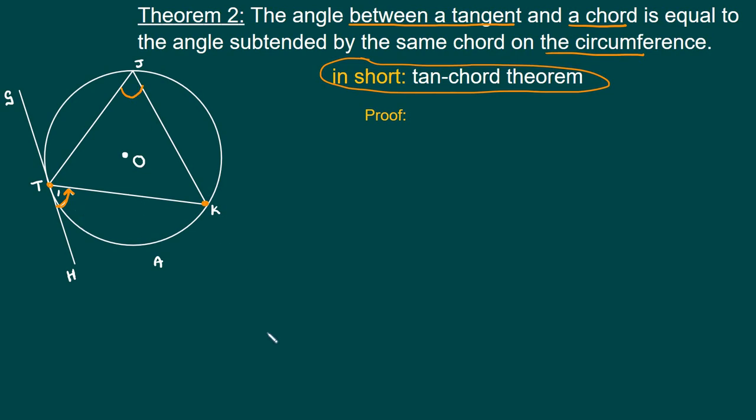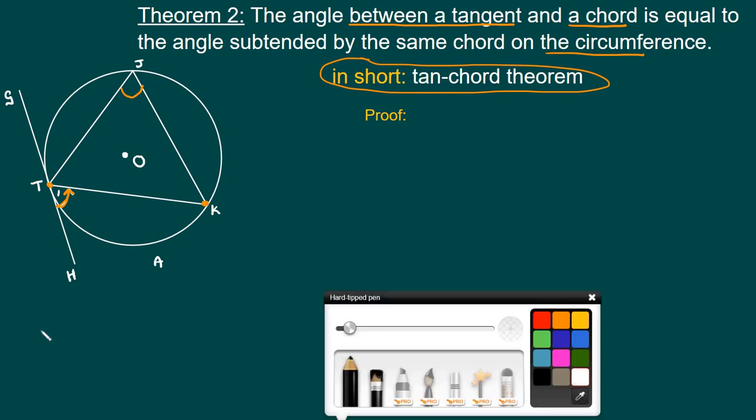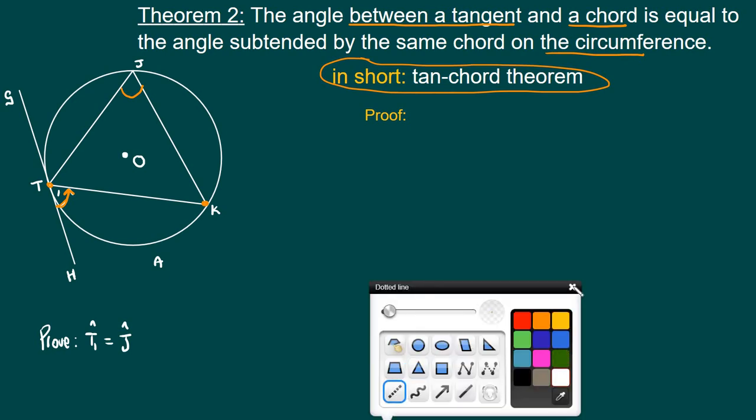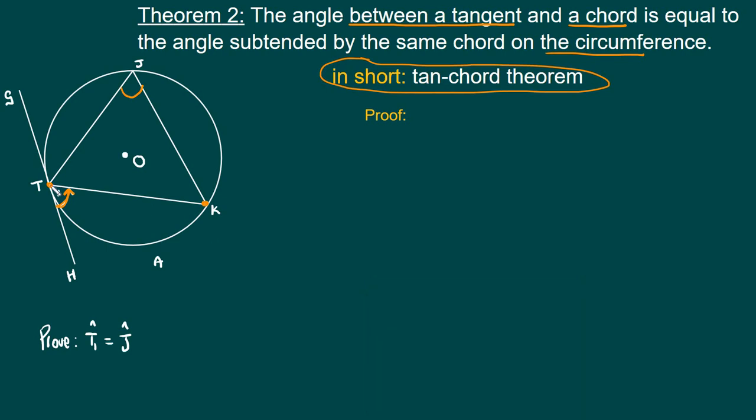Okay, so what we need to prove is that angle T1 is equal to angle J. That is our goal. So how do we do that? Do not worry, do not think a lot, just think about Mercedes. So you're going to have to construct your lines. You're going to construct a dotted line here, then construct a dotted line here, and then another dotted line here. Then you have your Mercedes.